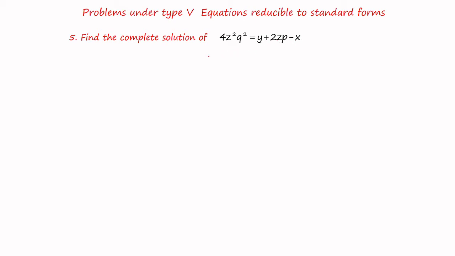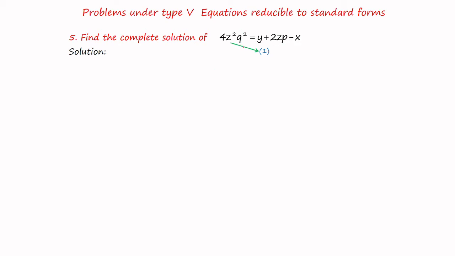Before starting to answer, you have to identify the type of the problem. Number this as equation 1 and identify the type. Here z, p, q, x, y, all the terms are present and it is not in the Clairaut form. So definitely this problem comes under equations reducible to standard forms and not any of the remaining 4 types.